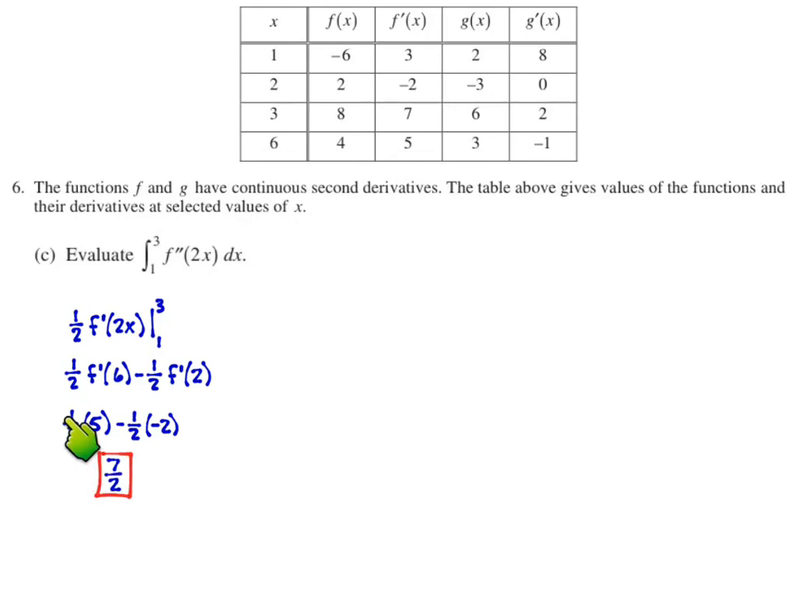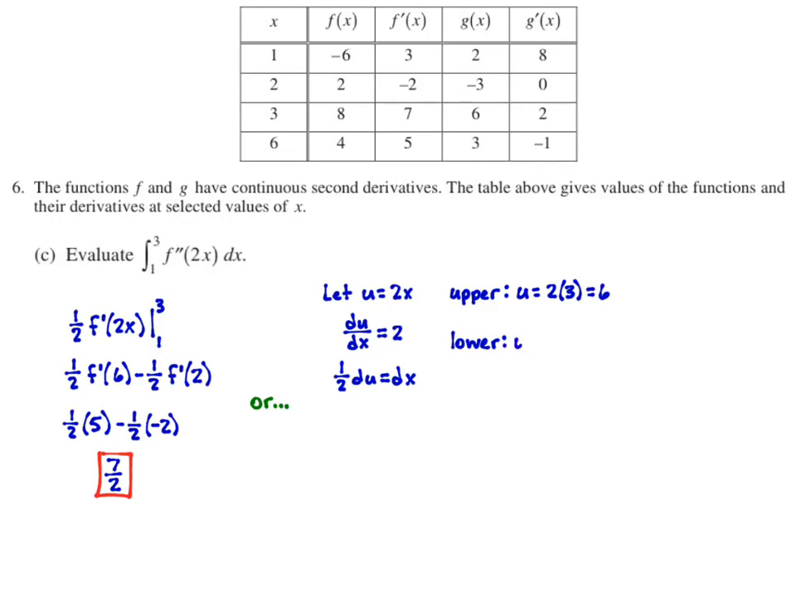If you don't see it that way, if you can't figure out the antiderivative that fast, you can always revert to u substitution. If you do u substitution, then you would say let u equal 2x, and then take the derivative with respect to x, isolate dx, and then remember you have to rework your upper and your lower bounds. So your upper bound would be 6 and your lower bound would be 2. And then we go ahead and plug all of that information into our integral expression. So now we have an integral from 2 to 6 of f double prime of u, and then instead of dx we put 1/2 of du.